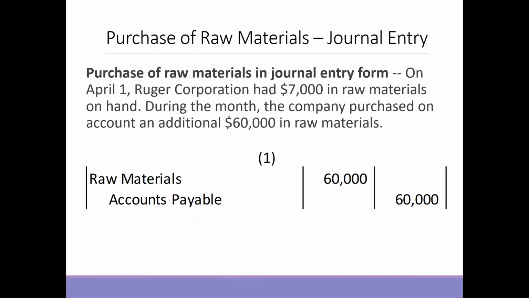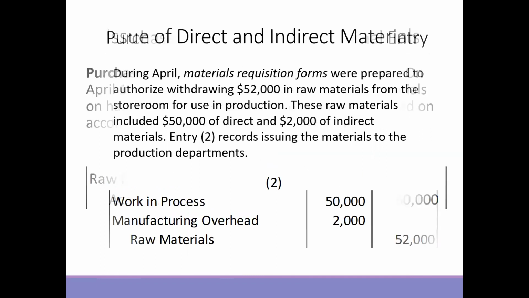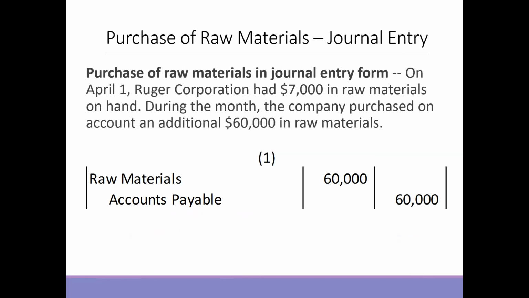So purchase of raw materials in journal form. On April 1st, Ruger Corporation had 7,000 in raw materials on hand. But during the month, the company purchased an additional 60,000 of raw materials. So when the company goes and purchases those 60,000, they're going to debit the raw materials account and credit accounts payable.